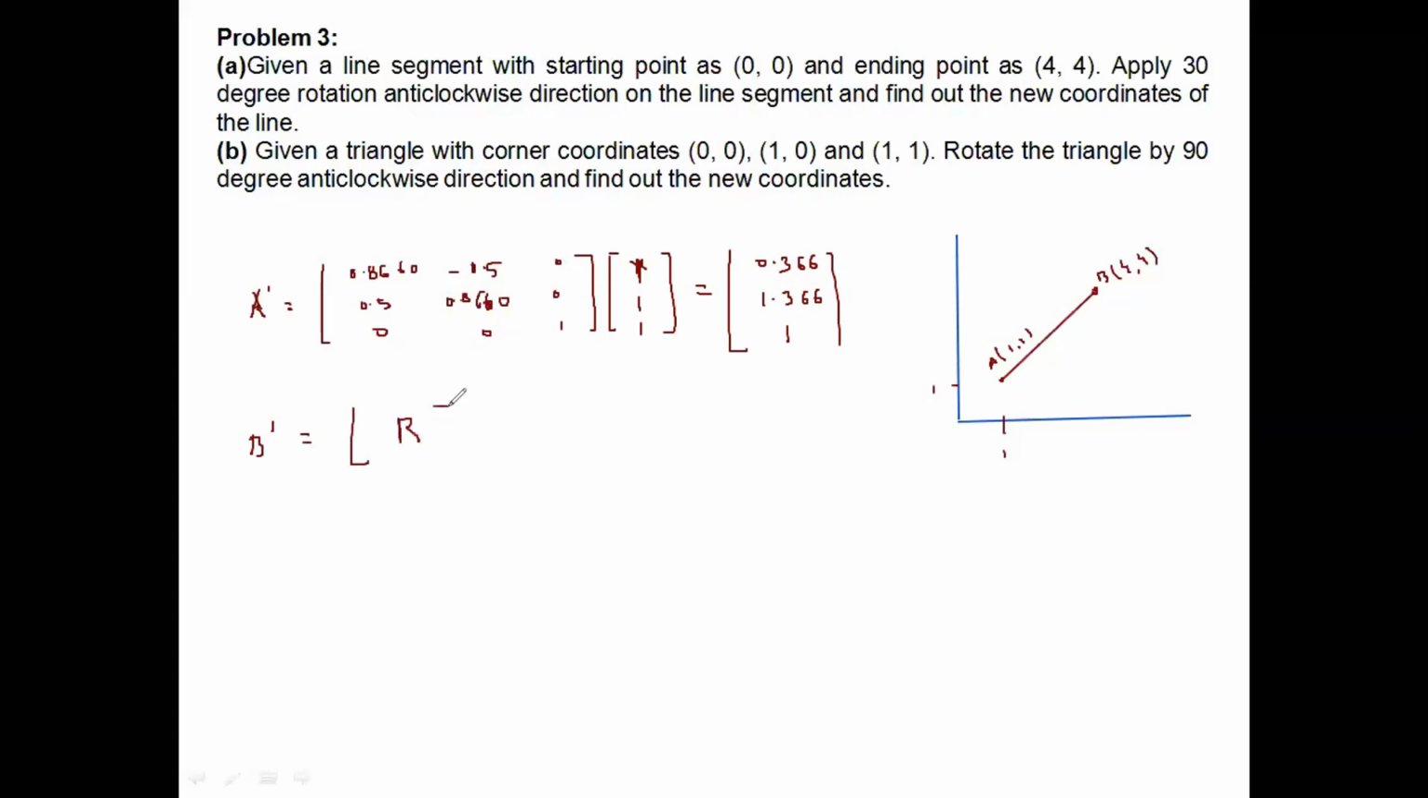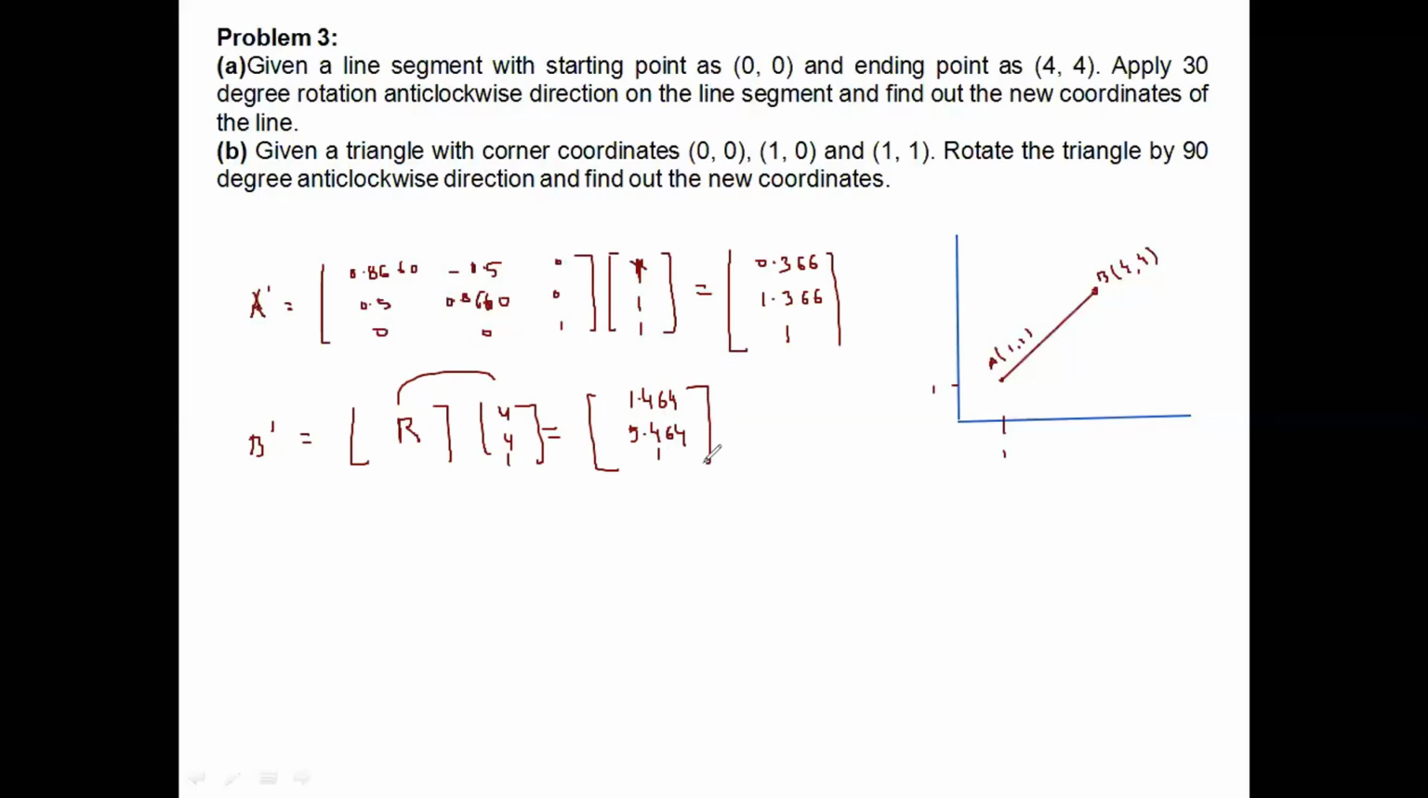And when we calculate the B dash, I'll do it directly: you place the rotation matrix over here and the values 4, 4, 1, and after multiplication we get the same values we have already calculated, that is 1.464 and 5.464.